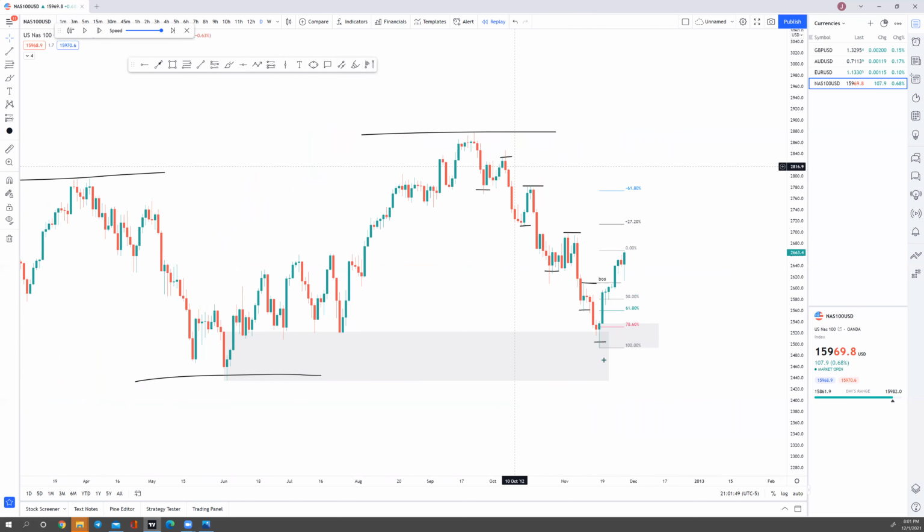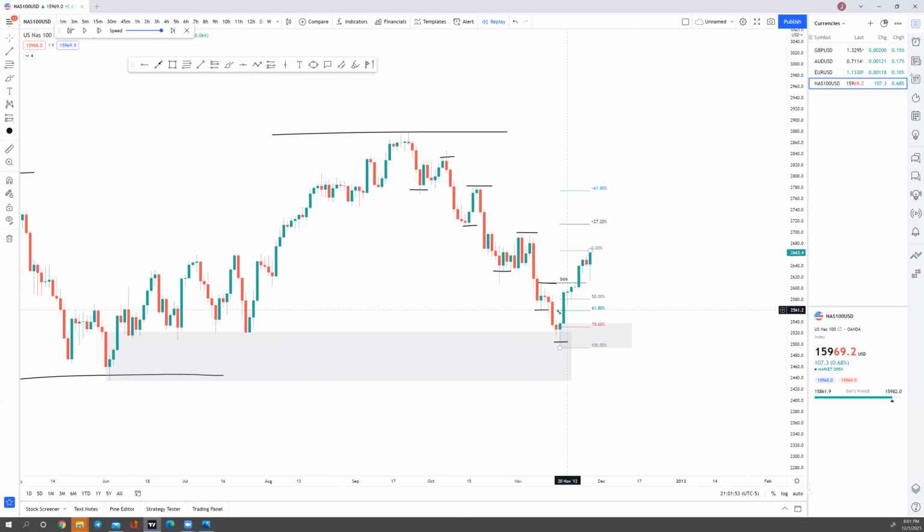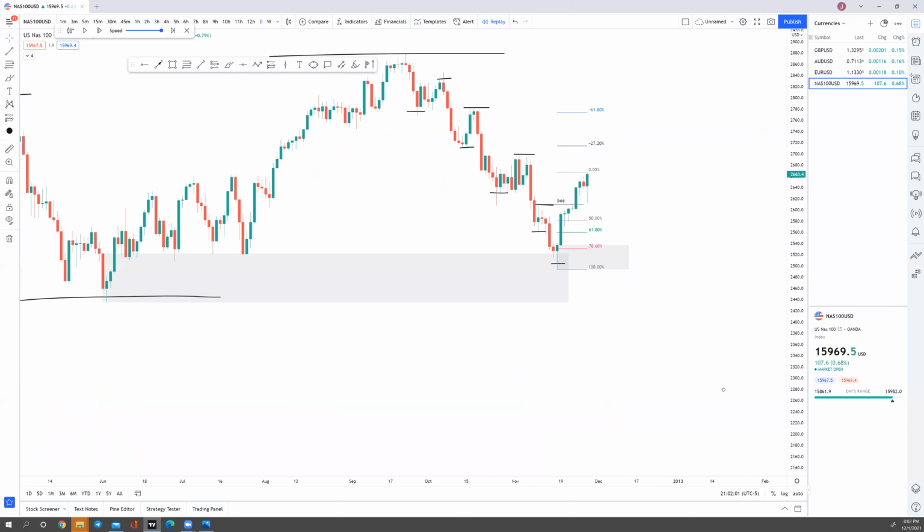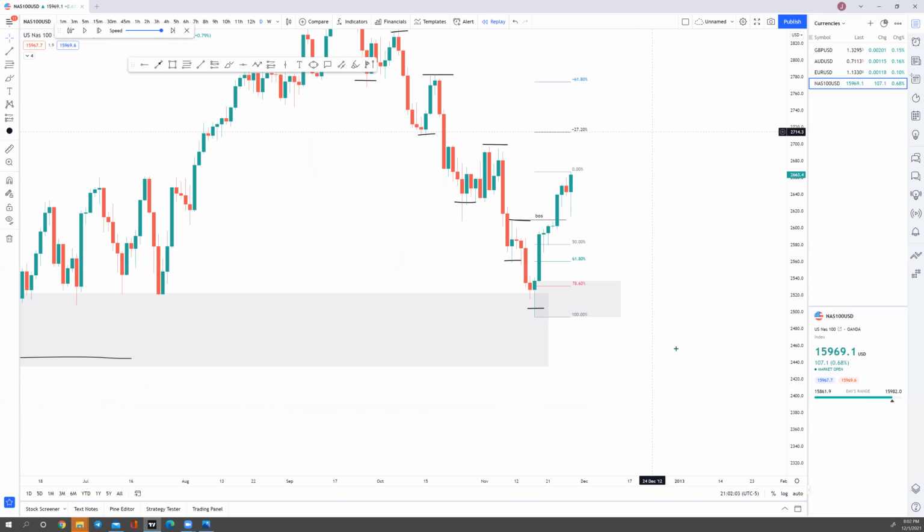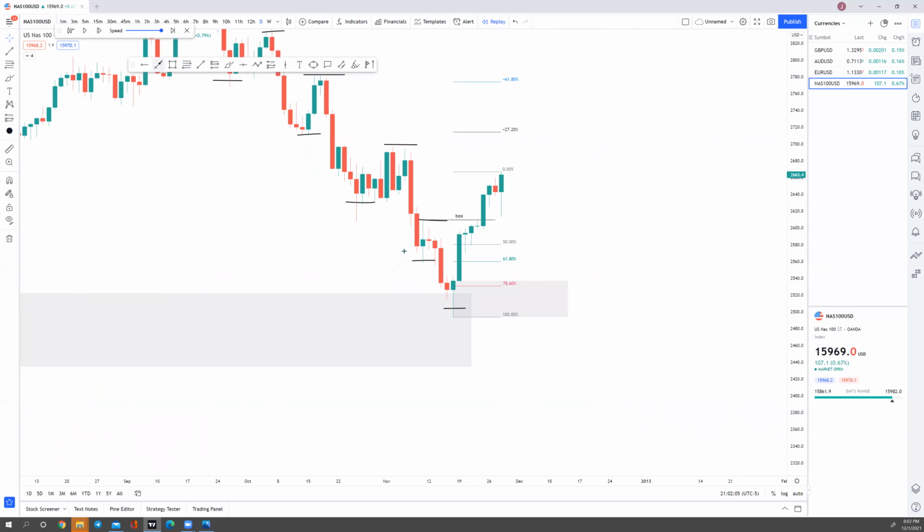So I got my structure, got my fib, look at my POIs. Where are my POIs? Imbalance right here, have this doji candle. These are both really good areas. I'm actually going to look at the 61.8 fib, not the 78.6, because if I were to mark up the 50% of this inefficiency, from here to here, it rests right around the 61.8.